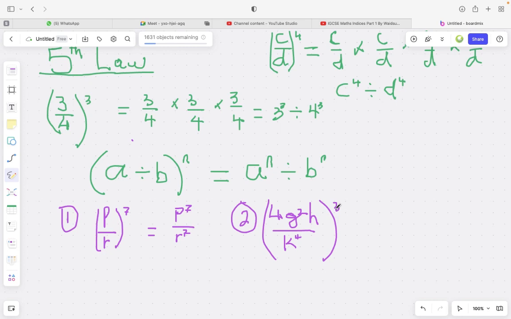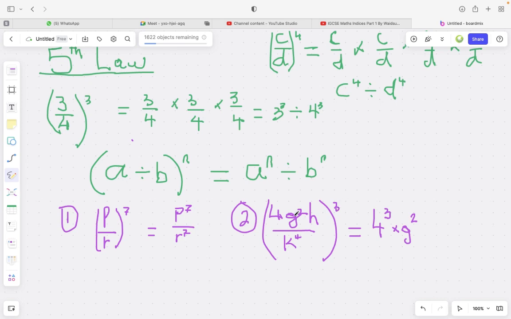So what you do is to evaluate this. Now look at it. Let's evaluate this one. This is 4 to the power of 3. So you're going to say 4 to the power of 3, which means 4 times 4 times 4. That's 64. Multiplied by g squared, g to the power of 2 times this power.